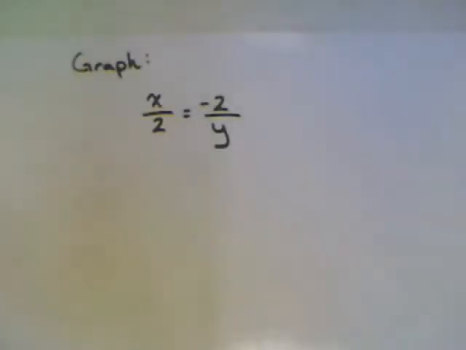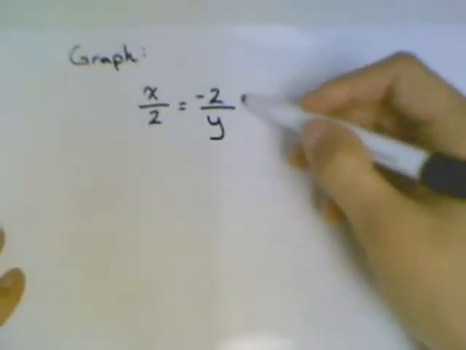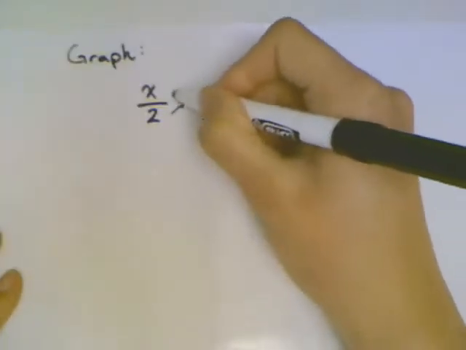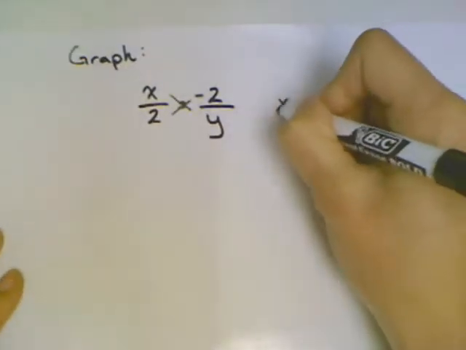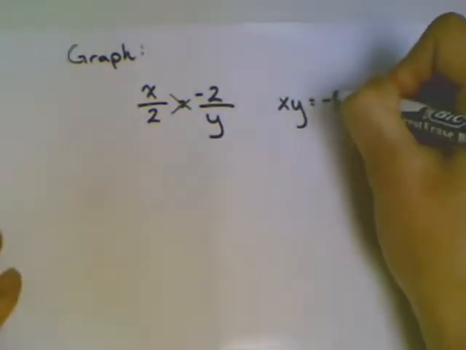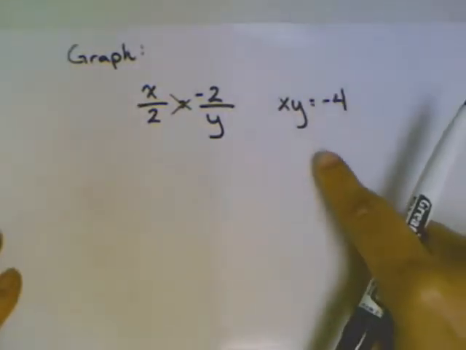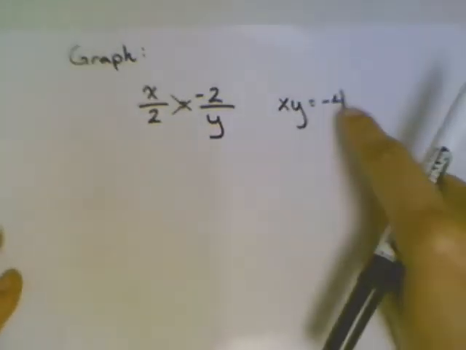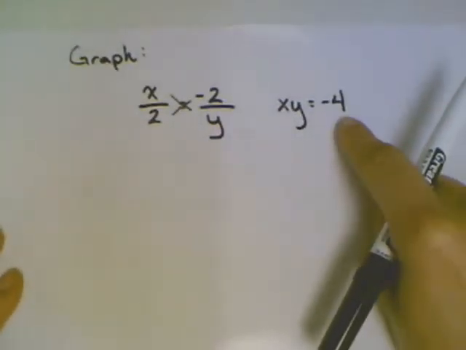Let's graph another example of indirect variation. If you were given this equation, I would rewrite it so that x and y are on the same side. So to do that, I'm actually just going to cross multiply. X times y equals negative 4.